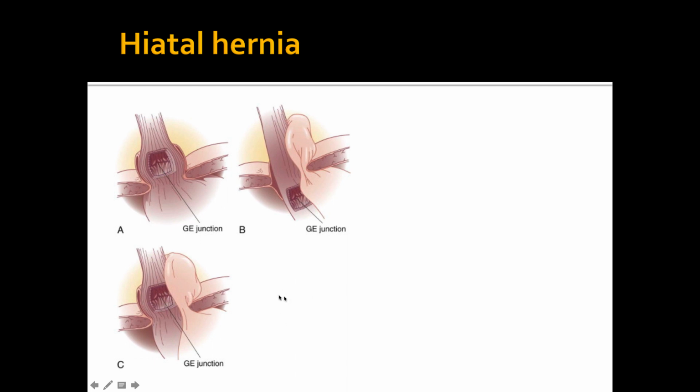There is a type 4 where you'll have the similar type 3 changes, but you'll have another viscus, another solid organ, or another organ in the hernia sac, and that could be spleen, pancreas, colon, omentum, and that's considered a type 4 hiatal hernia.